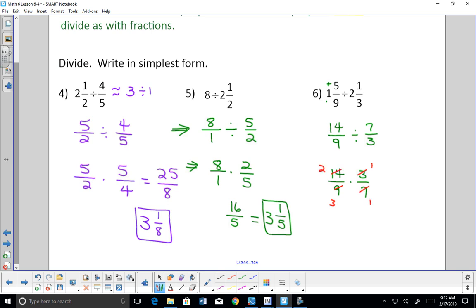If I multiply straight across the top, I get 2. If I multiply straight across the bottom, I get 3. So I get 2/3. So 1 and 5/9 divided by 2 and 1/3 is 2/3. Less than a whole, which makes sense, because I'm taking a smaller number and dividing it by a bigger number, so I should come up with a smaller number.